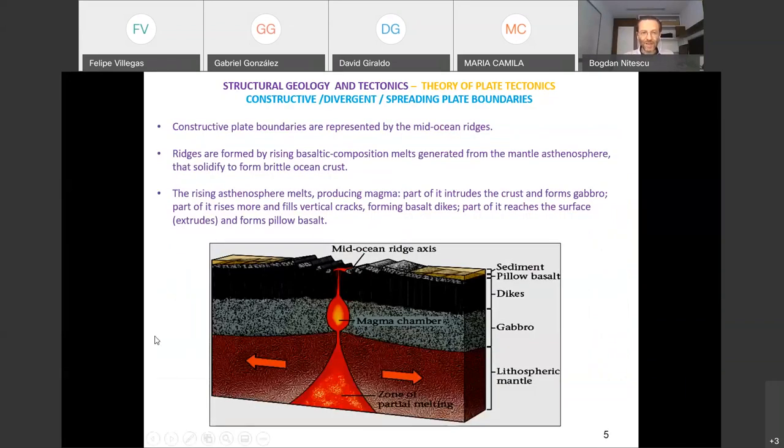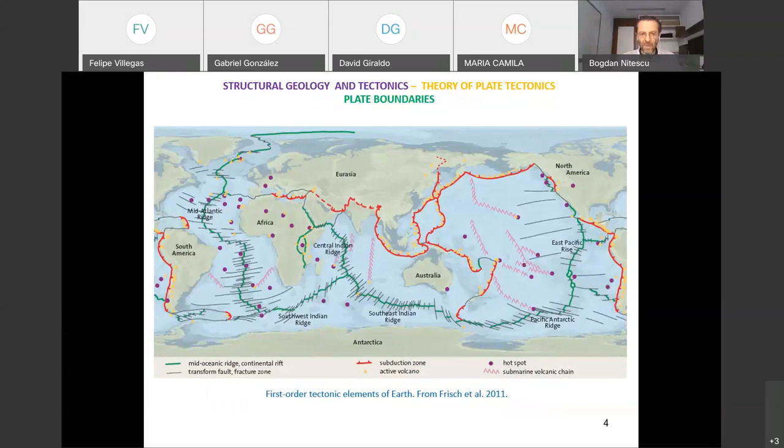All right, so let's look a bit at these boundaries. In the literature, you will encounter these names: constructive, divergent, or spreading. Now, constructive, as David pointed out, why would we call it constructive? Just in a bit, in the next slide. But topographically, if you go on the bottom of the ocean, and this is what the previous slide shows, mid-ocean, because in the case of the Atlantic it's kind of right in the middle. Mid-Indian, if you want, wherever the middle is. In the Pacific it's not really in the middle, but you understand the idea.